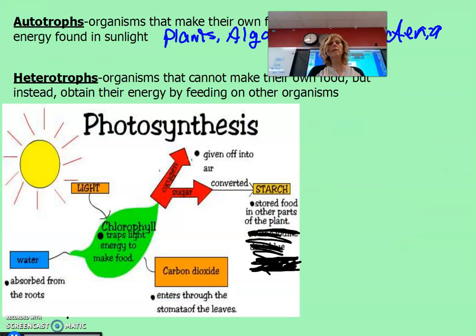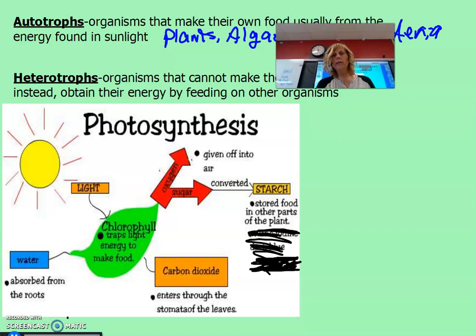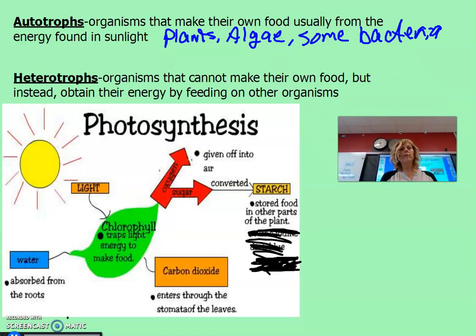So just really quickly, all living things can be lumped into autotrophs or heterotrophs, right? If you're making your own food, you're an autotroph. That's plants, algae, some bacteria, and some protists fall into that category as well. Heterotrophs, however, are more like we are. We can't make our own food from sun, so we fall into the category of heterotrophs.